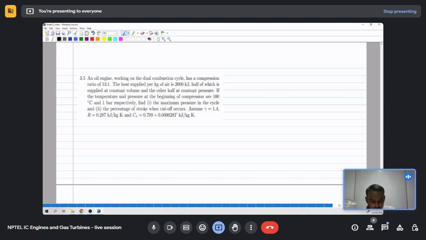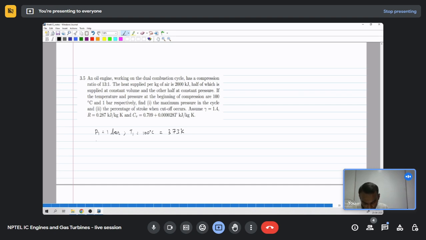Assuming gamma is 1.4, R is 0.287 and CV is 0.709 plus 0.000028 into temperature. So P1 is given as 1 bar and T1 is given as 100 degrees Celsius, that is 373 Kelvin.